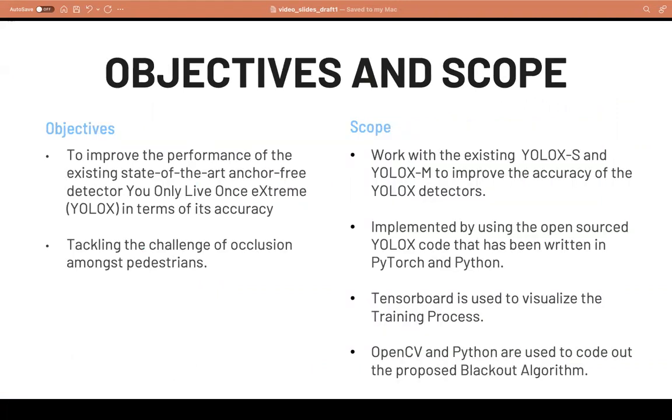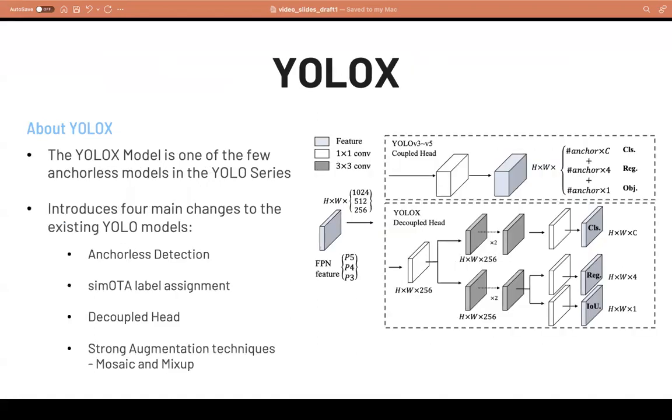So the objective of this project is to improve the YOLO-X performance in terms of its accuracy. And we do this by tackling the challenge of intra-class occlusion amongst pedestrians. The scope of this project involves working with existing YOLO-XS and YOLO-XM models to improve accuracy. We do this by using the open source YOLO-X code, which is written in PyTorch and Python. We also use TensorBoard to visualize the training process, and OpenCV and Python are used to code out the proposed Blackout algorithm.